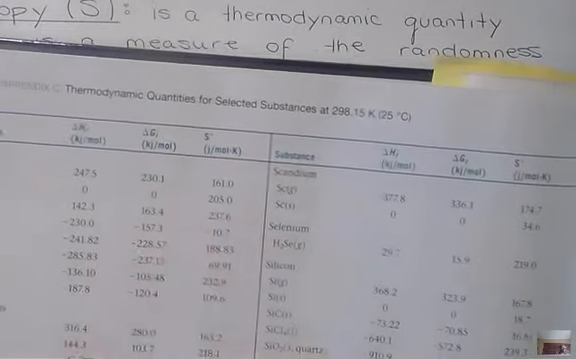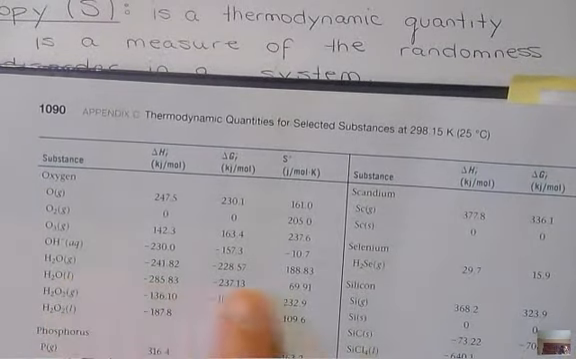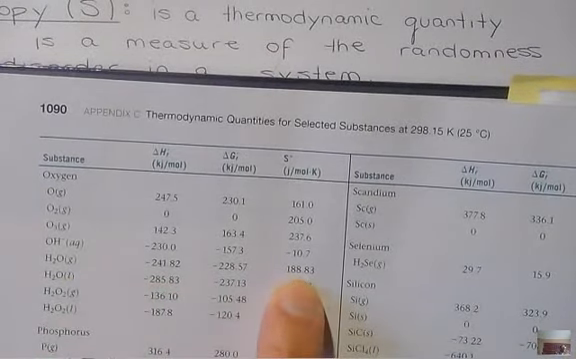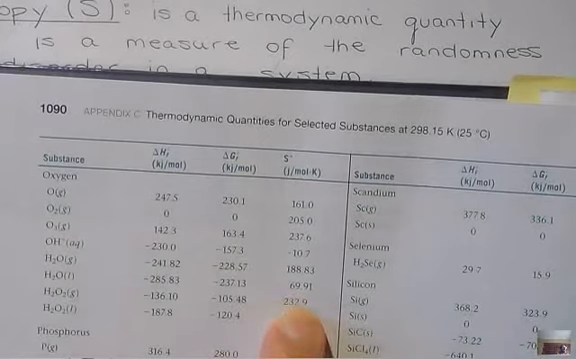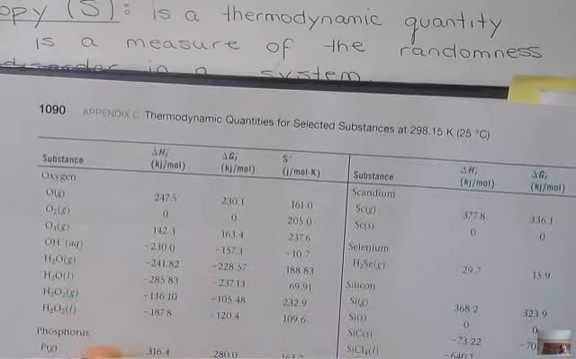And here's water in the gas phase. It's got the most different ways it can be. It's the most disorganized. The molecules are all over the place, so it's going to have the highest value. 188 is huge. Water in the liquid state, 69.9. Water in the solid state.